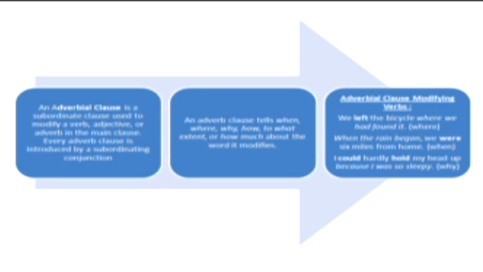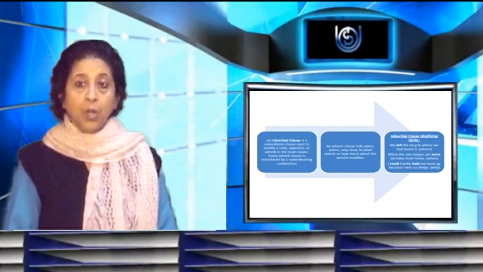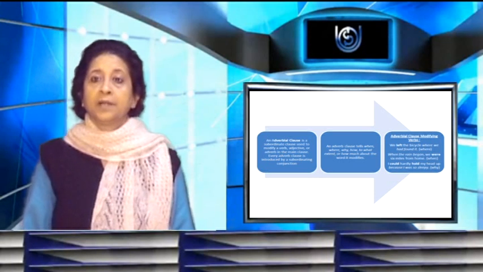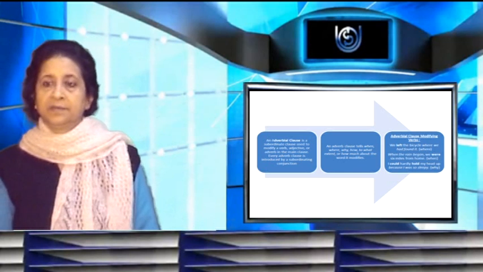Now what is an adverbial clause? An adverbial clause is a subordinate clause used to modify a verb, adjective or adverb in the main clause. Now every adverb clause is introduced by a subordinating conjunction. Now how do we do it? I'll show you the examples for that. An adverb clause tells when, where, why, how, to what extent or how much about the word it modifies.